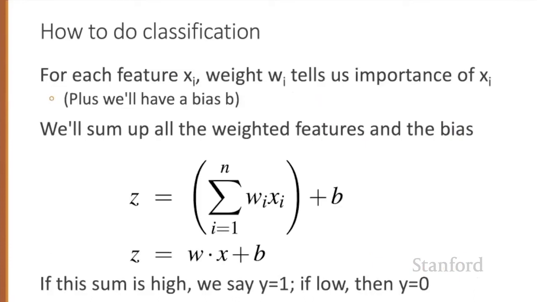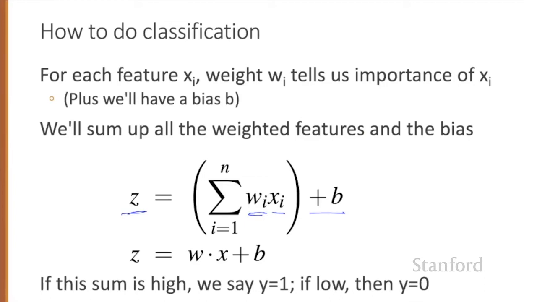How do we do this classification? Again, the weight w tells us the importance of the feature. We'll also have a bias term, sometimes called the intercept, and that's another real number that's added to the weighted inputs. And we'll sum up all these weighted features and the bias. So we'll just take each feature x and its weight w, multiply them together, sum them all up, add the bias, and we'll compute a score for the sum of all of these features.